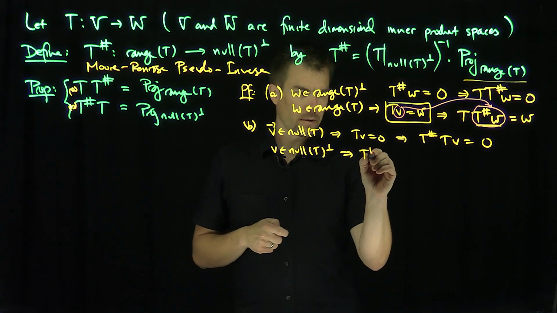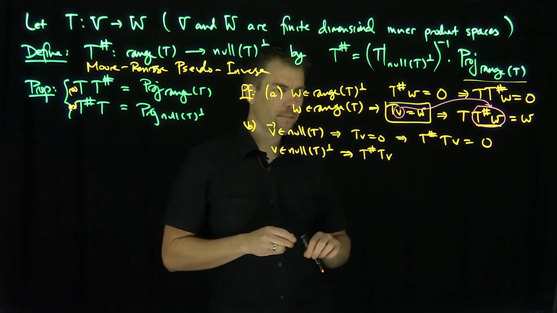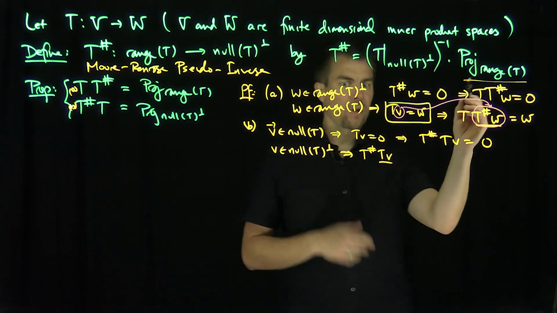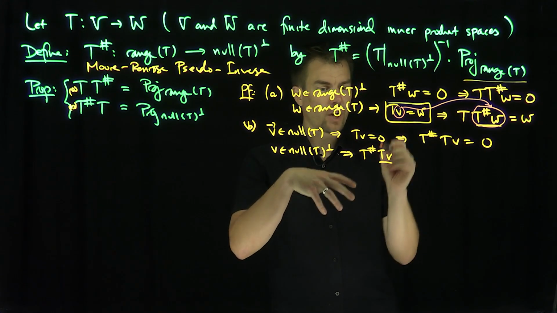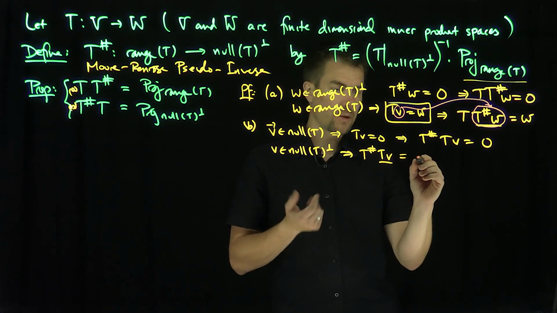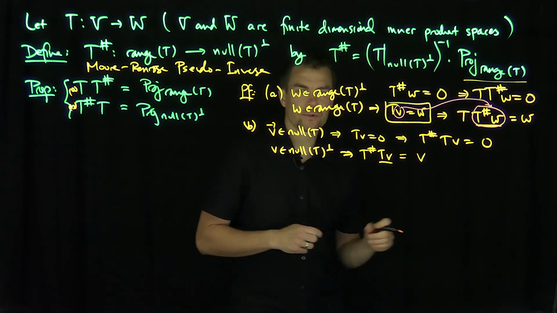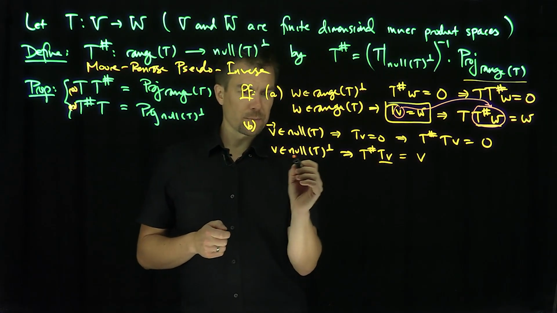So I have T sharp of TV. Well, TV is in the range, right? So when I plug that into the range over here, I'm going to just get TV back out. And now T sharp is going to be the unique element over here. So that's just going to give me V, right? Excellent. So in other words, if you're in the null space perpendicular, you output V.